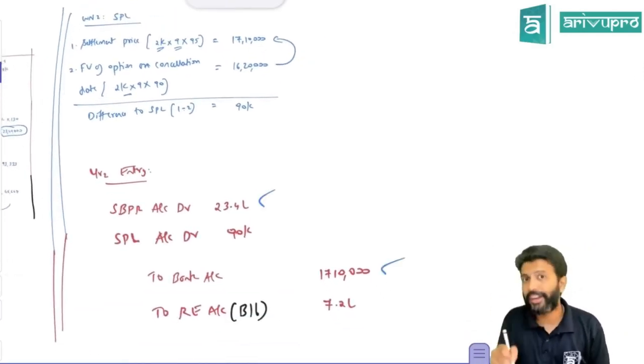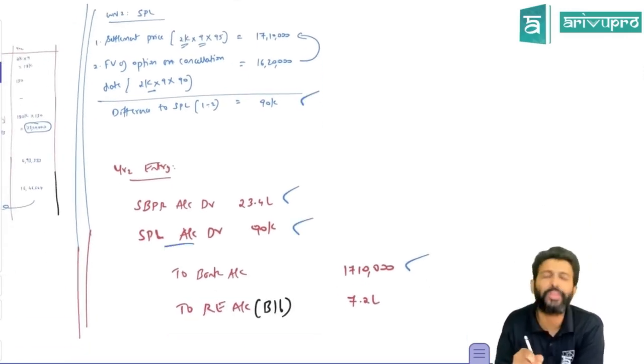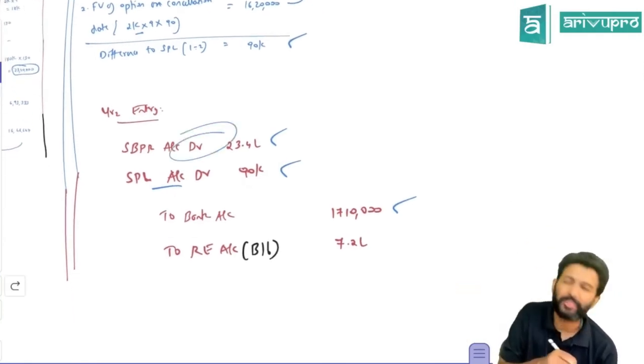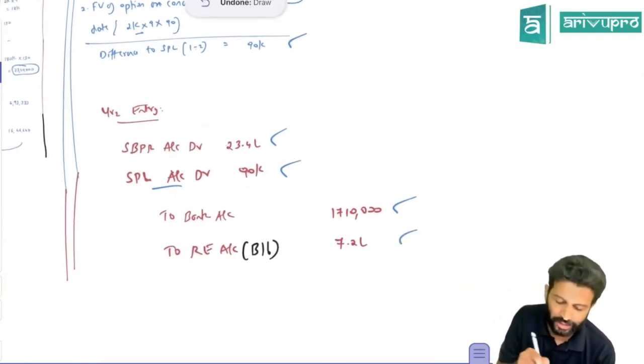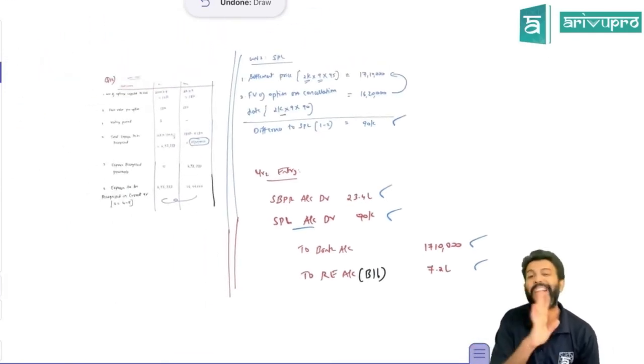Correct. On settlement, did you make any loss? Yes, you made a loss of 90,000. So that means you will debit the P&L to the extent of 90,000. Any balancing figure in SBPR should be transferred off to retained earnings. So this is nothing but a balancing figure. That's all it is, in case of cancellation.